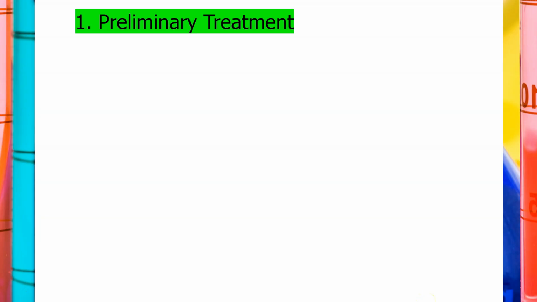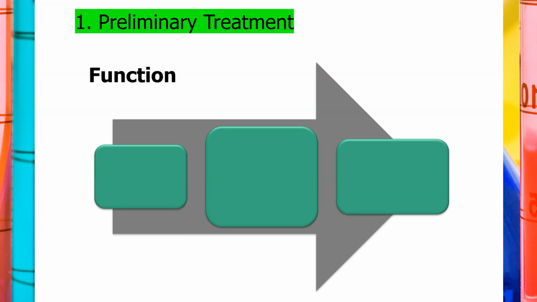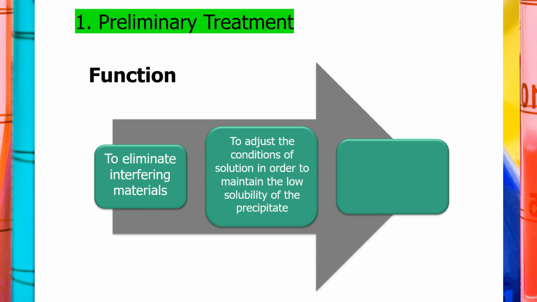First, I will explain about the preliminary treatment. This process is needed in gravimetric analysis because, first, it can eliminate the interfering materials. Second, it can adjust the conditions of the solution in order to maintain the low solubility of the precipitate. The third one, this process is needed to obtain a suitable precipitate for the filtration stage.